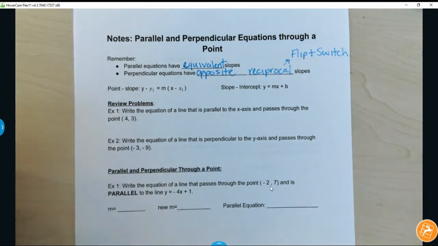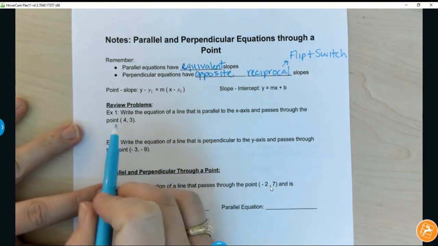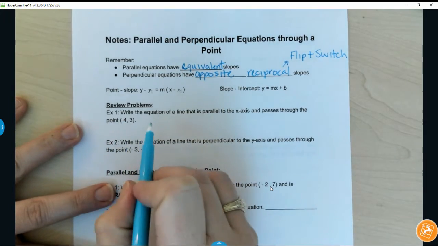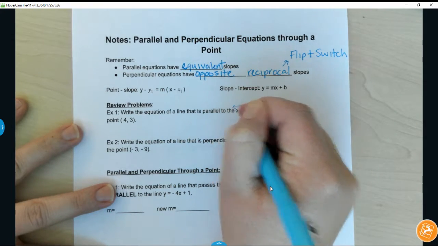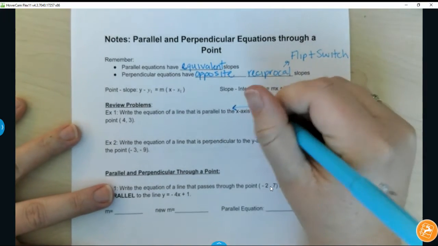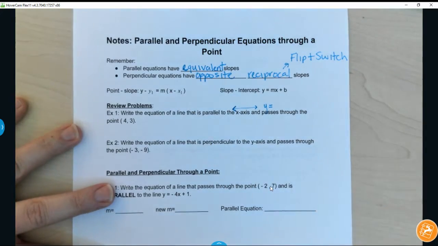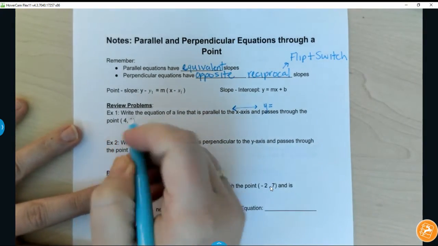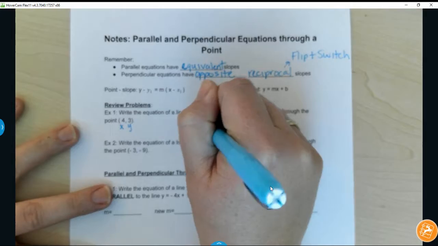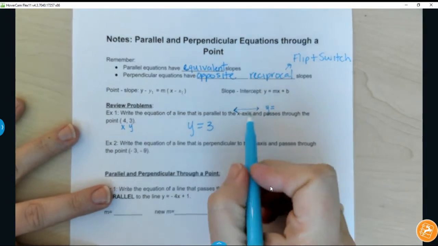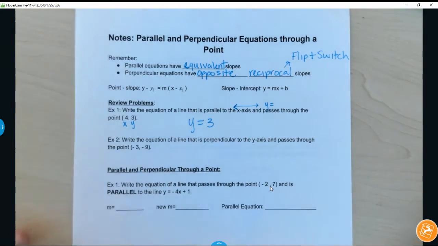Okay, looking at the problems. Example 1, write the equation of a line that is parallel to the x-axis and passes through the point 4, 3. So if it's parallel to the x-axis, we know that's going to be a horizontal line. So here's this review of what we've already done. And we know that all horizontal lines have the equation y equals. So if we have the equation y equals, and it has to pass through the point 4, 3, 4 is the x, 3 is the y. So that means y has to equal 3. That would give the equation that is a horizontal line, so parallel to the x-axis, and passes through the point 4, 3.